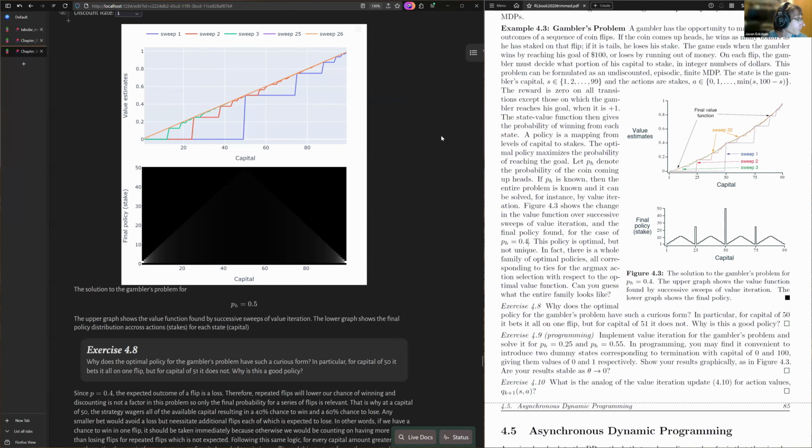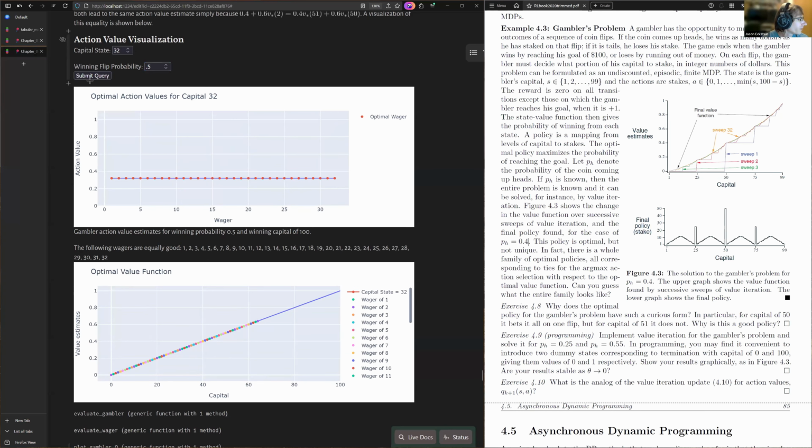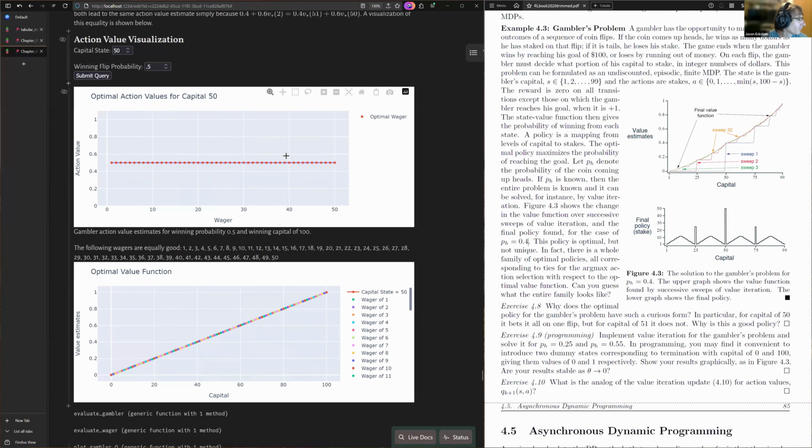Oh yeah, sorry. We can also look at this curve here for the case of 0.5. We can see that indeed everything is flat, right? Yeah, it's horizontal. That's exactly right. Well, this is not the value function. These are the action values at this capital. And this is saying that whatever action we take, we end up with a 50% chance to win. So if the coin is 0.5, we have a 50% chance. Well, this is at a capital of 50.